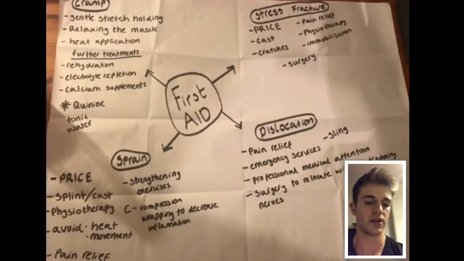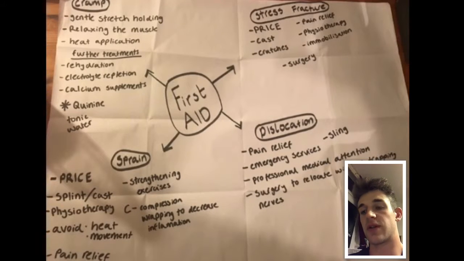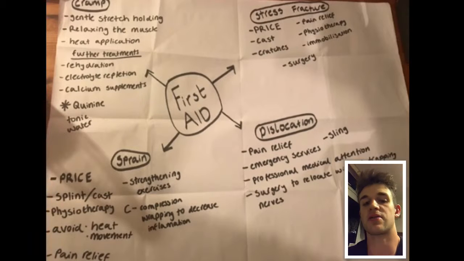To look at 4 different first aid treatments for 4 different types of injuries. So the first one we're going to look at is stress fractures. So if you found someone with a stress fracture, you would apply the PRICE technique.